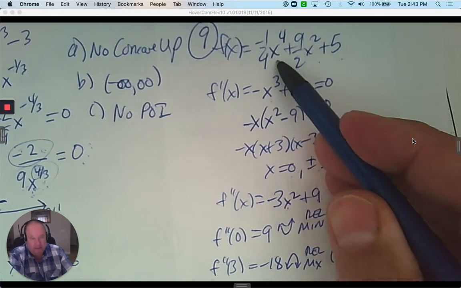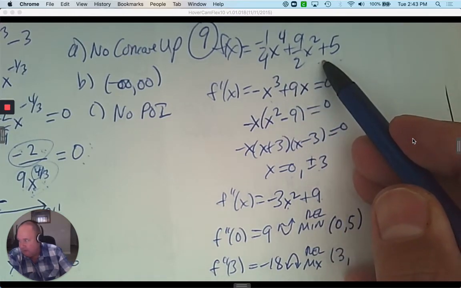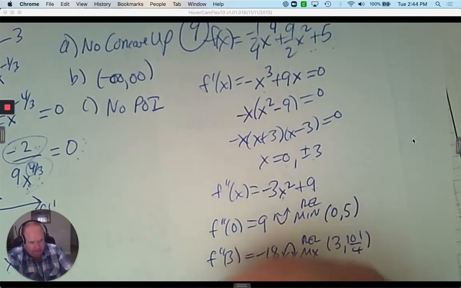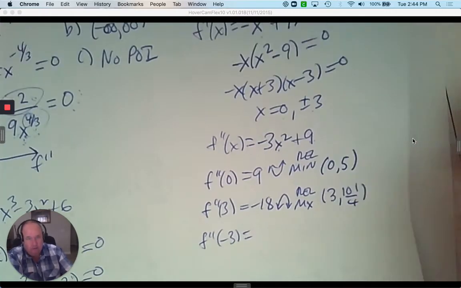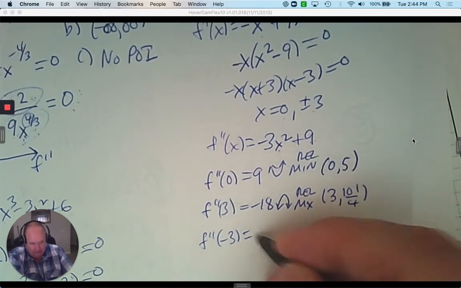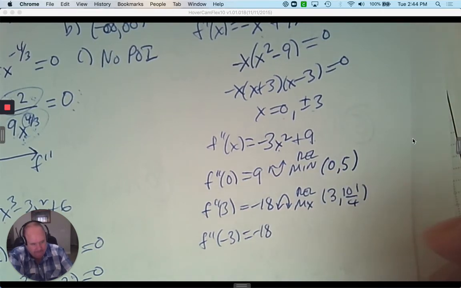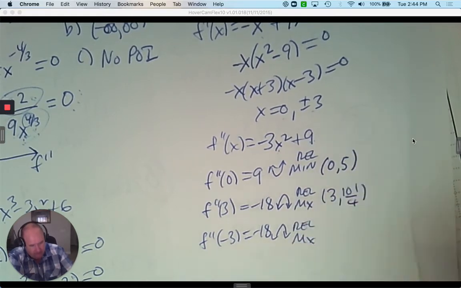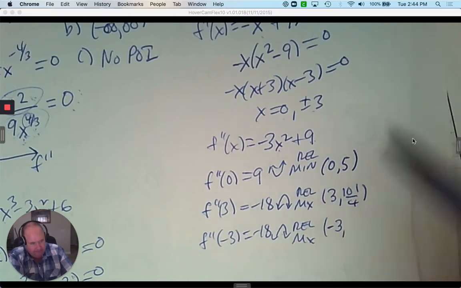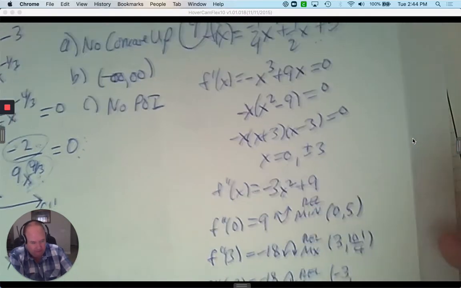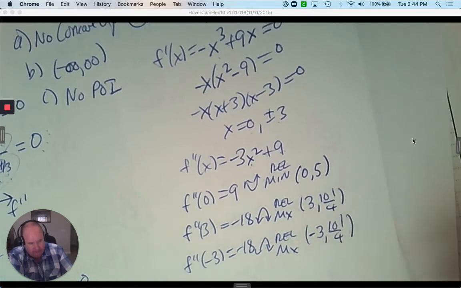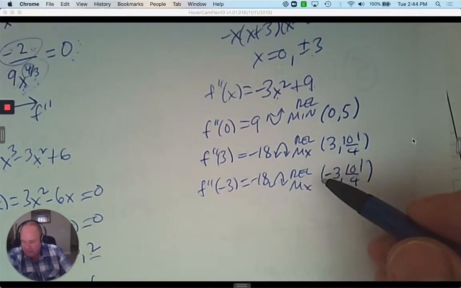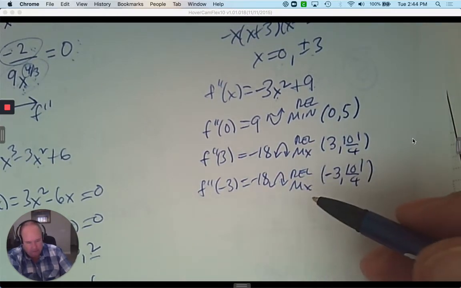Now you'd have to plug 3 back into here to find the y-coordinate. I'm just going to do it for you. So that's 101 over 4. I'm sure you could do that if you had to. Then the second derivative at negative 3, what does that give you? Well, negative 3 squared, it's going to give you the same answer. And that means it's also a relative maximum because it's concave down. And if you plug negative 3 back into here, you get the exact same answer, which is 101 over 4. It's an even function. So that's the second derivative test to see where the turning points are.